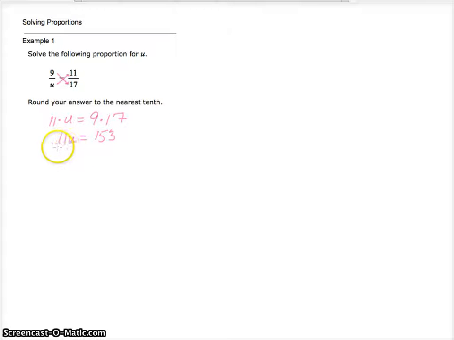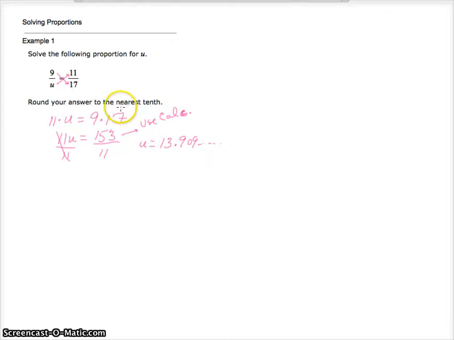Now I can solve for u. The next thing I need to do is divide both sides by 11, which is going to give me u equals 153 divided by 11, which gives me 13.909, and then a bunch of different digits. I used a calculator here. I didn't know it off the top of my head. So here we can note use calc. Calc is short for calculator.